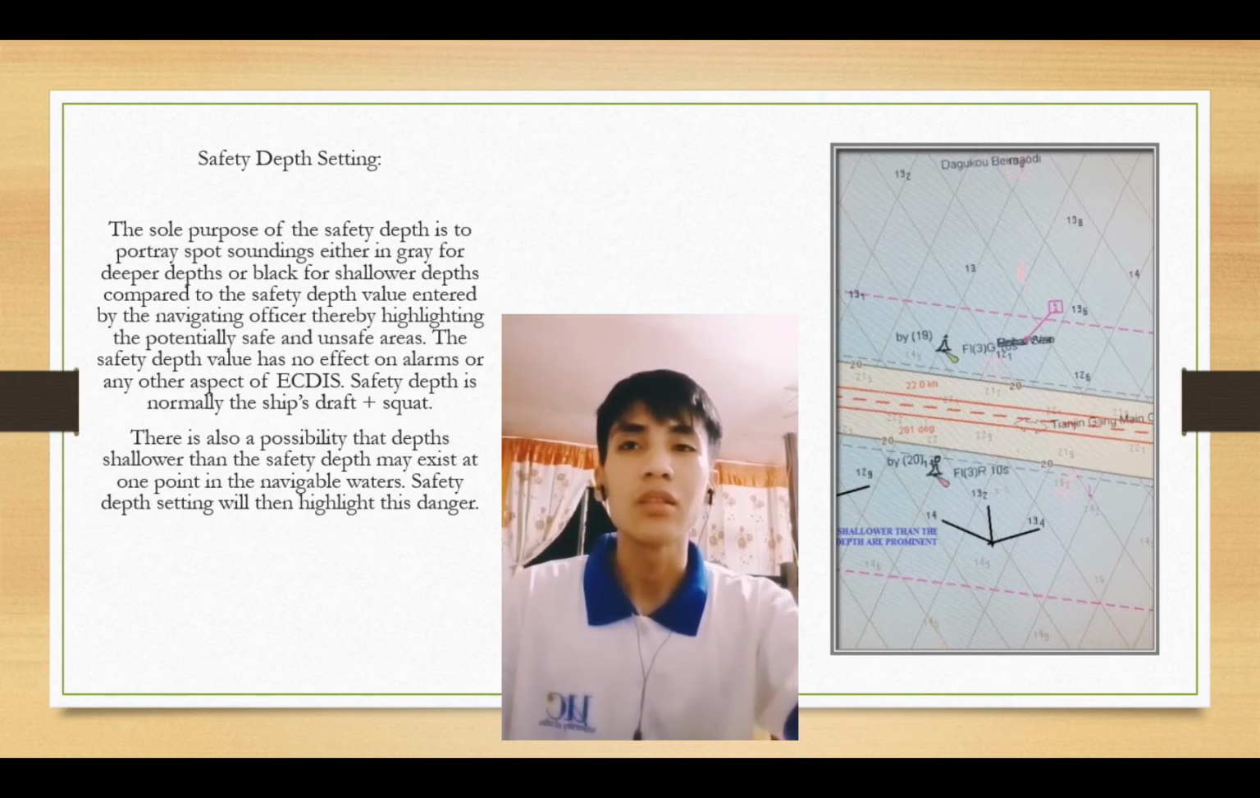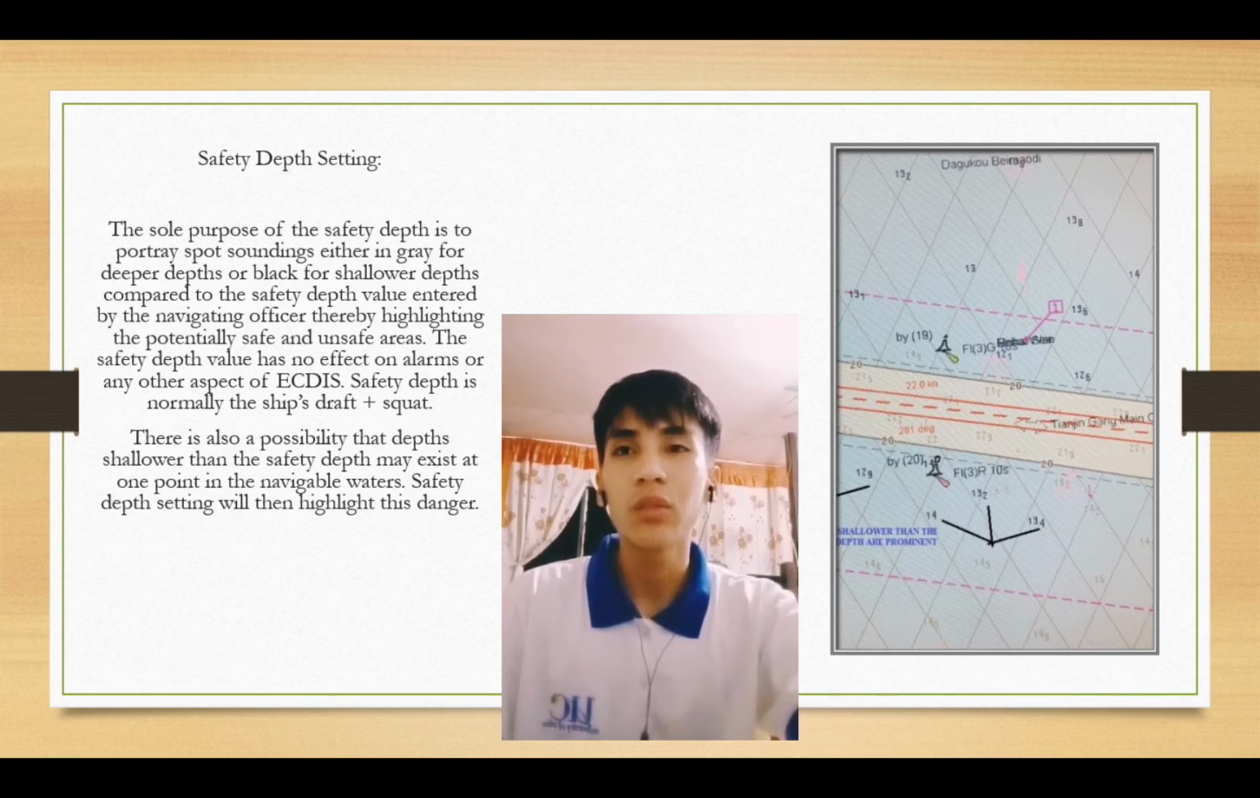Safety depth settings. The sole purpose of the safety depth is to portray spot soundings either in gray for deeper depths or black for shallower depths compared to the safety depth value entered by the navigating officer, thereby highlighting the potentially safe and unsafe areas. The safety depth value has no effect on alarms or any other aspect of ECDIS. Safety depth is normally the ship's draft plus squat.